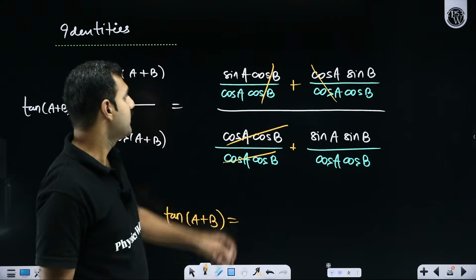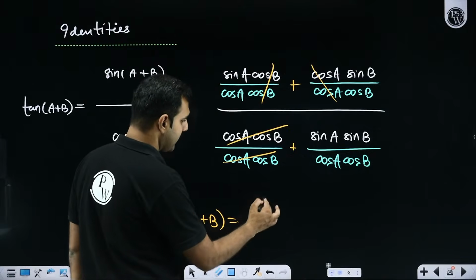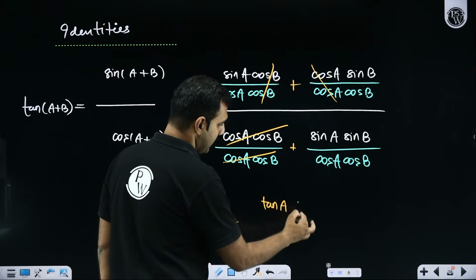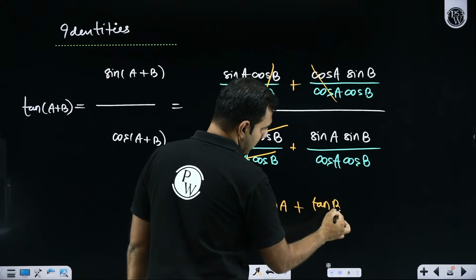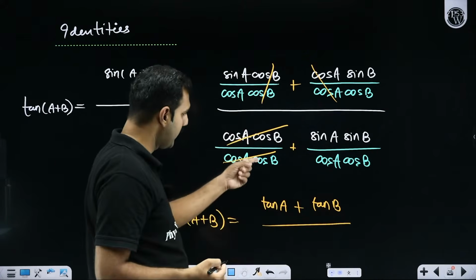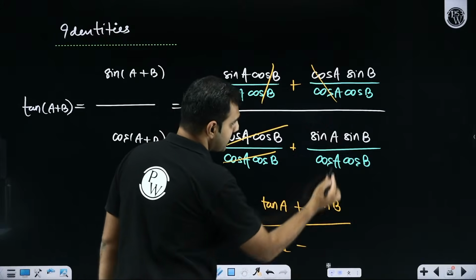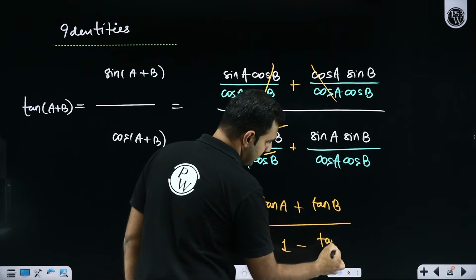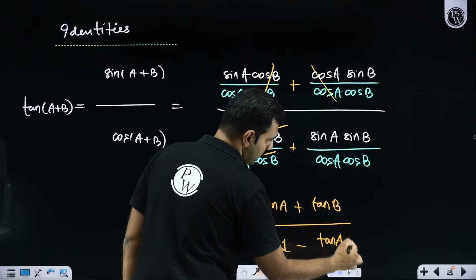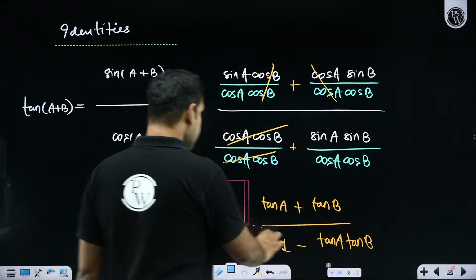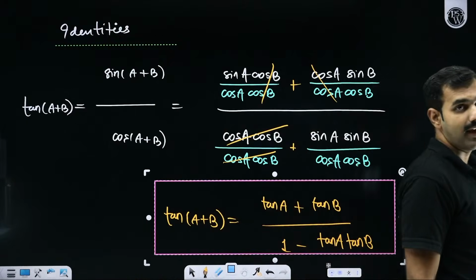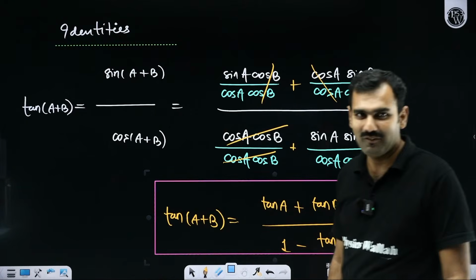What are we having here? Sine a upon cos a. What is that? That's tan a. Sine b upon cos b. That's tan b divided by 1 minus sine a upon cos a, that's tan a, sine b upon cos b, that's tan b. So with those two, we have added one more, haven't we?